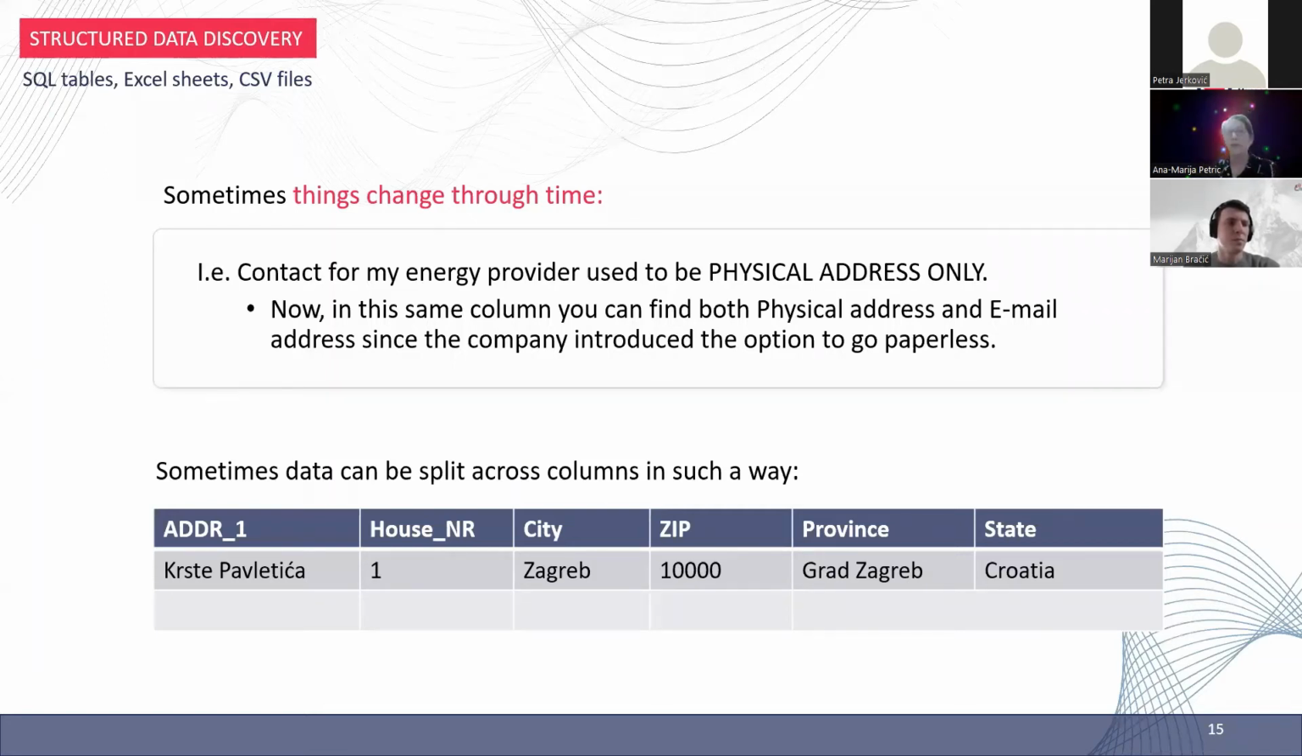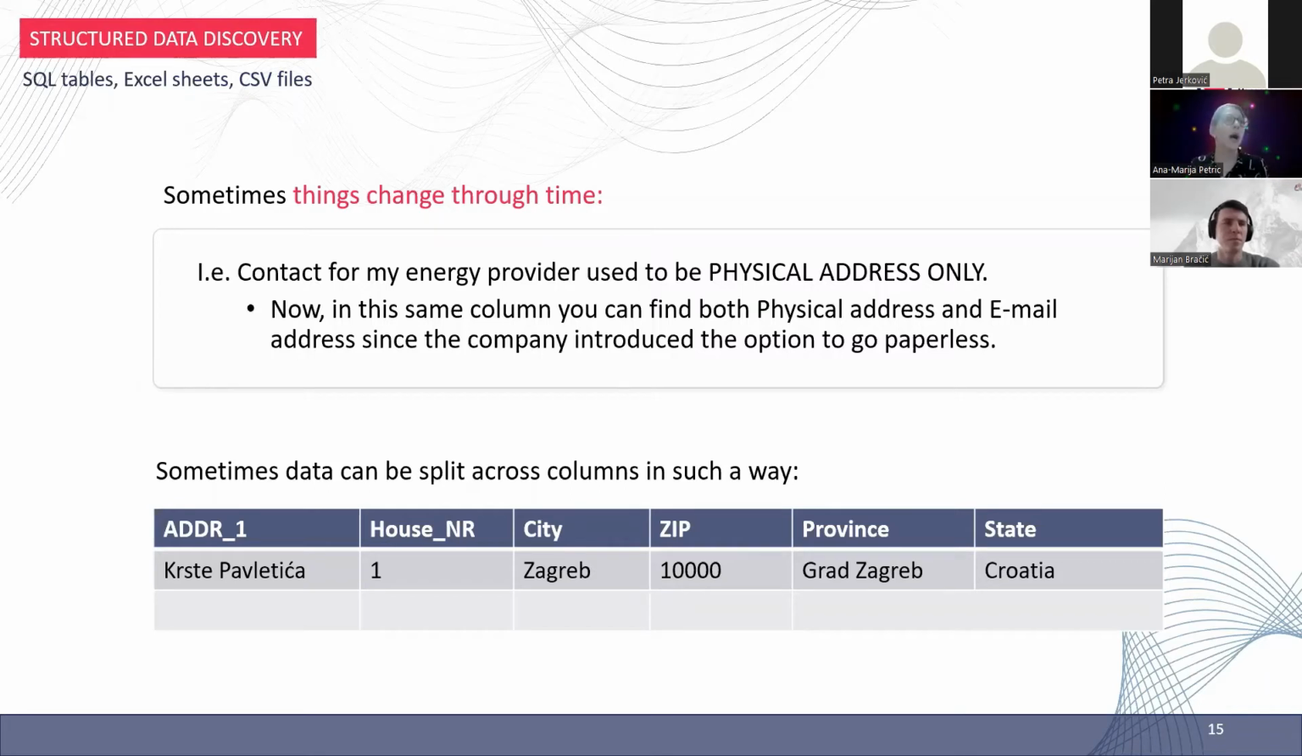So you can have something called address_other_1, where you will have the name of the street. Then you have a house number, city, zip code, province, and state, where you have basically one address that has been split across, I think, 6 columns in this particular case. So this becomes obviously a very complex issue to address.